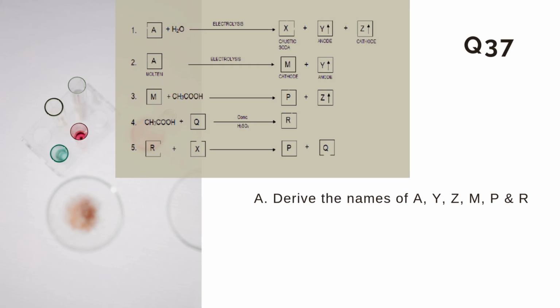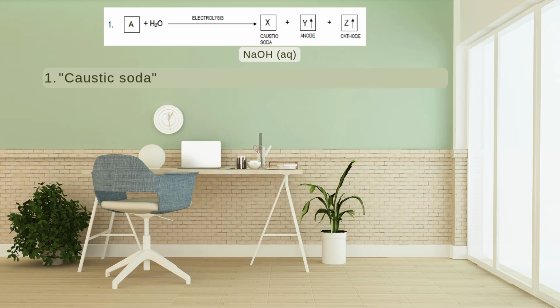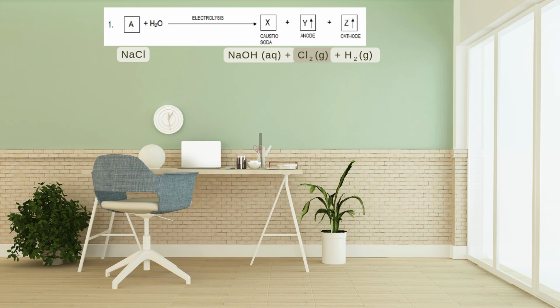These are some of the given reactions, and we need to find the names of A, Y, Z, M, P, and R. Now we see that there is electrolysis happening, and we are given that X is caustic soda, which is another name for sodium hydroxide. Now, sodium chloride, also known as brine, when electrolyzed in water, produces caustic soda, that is NaOH, and hydrogen gas, as well as chlorine gas.